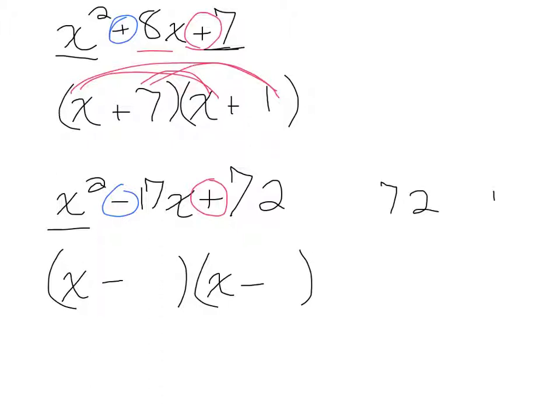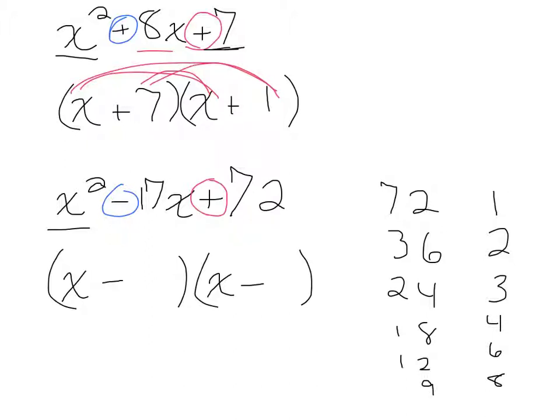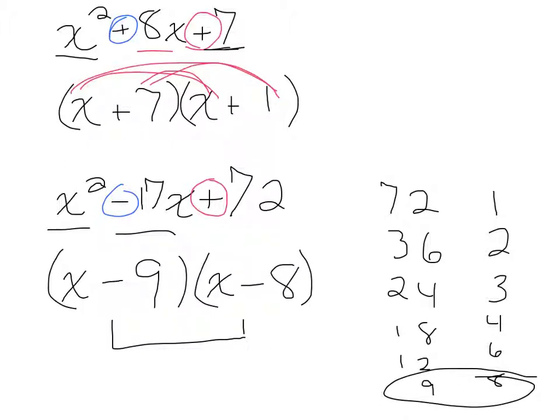I could do 72 and 1, or I could do 2 and 36, or 3 and 24, or 4 and 18, or 6 and 12, or 8 and 9. Now because these both have negative signs in them, my two numbers need to add up to be 17. The two factors that add to 17 would be 9 and 8, so it's going to be x minus 9 and x minus 8.